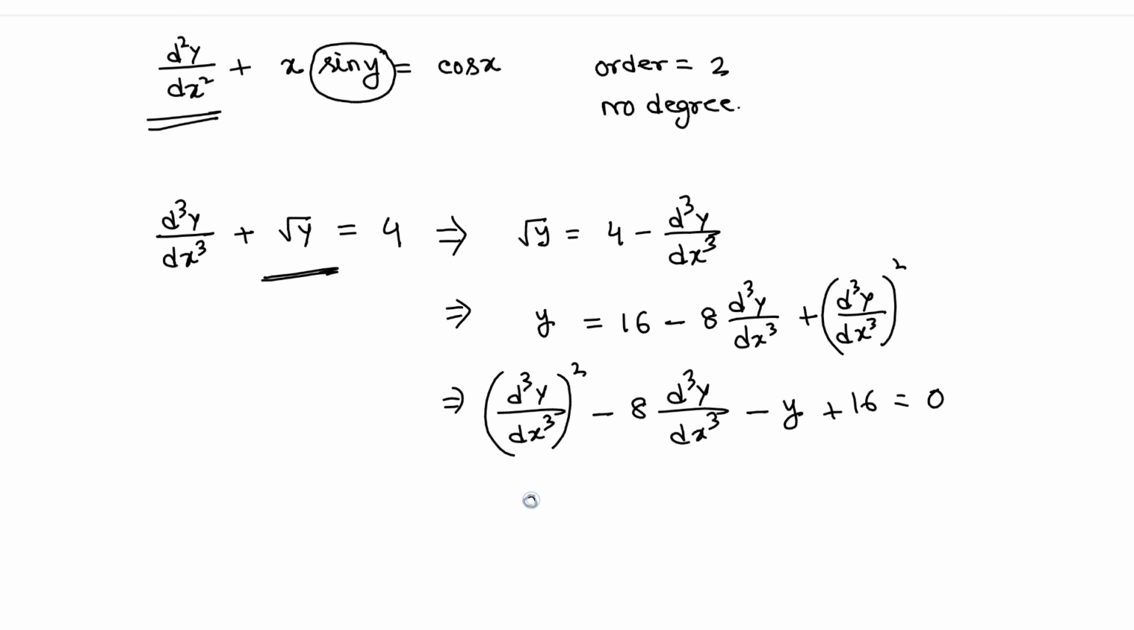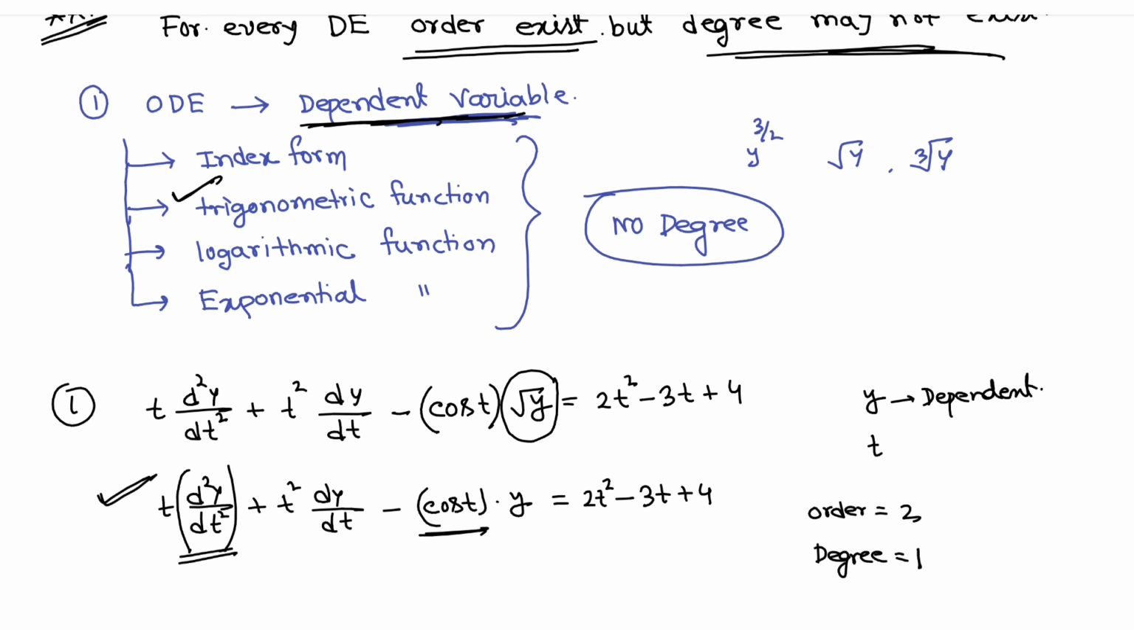And what is the order? Order equals 3. And what is the degree? Degree equals 2. So if there is any index form, it will be no degree only when we cannot write the equation as a polynomial. If we can write the equation in polynomial form, then you can find the degree.